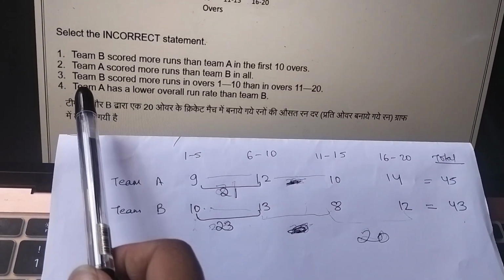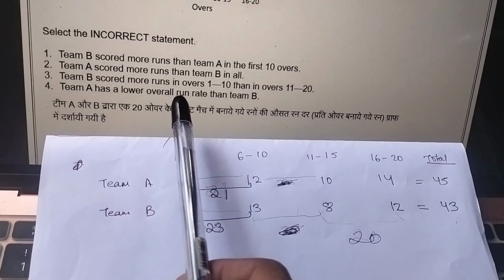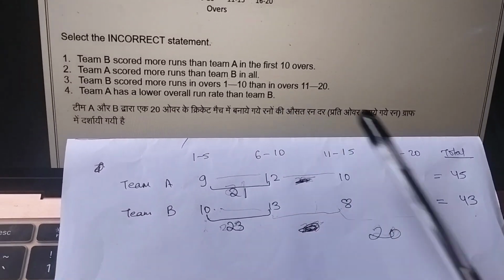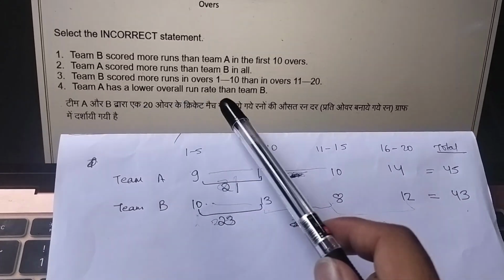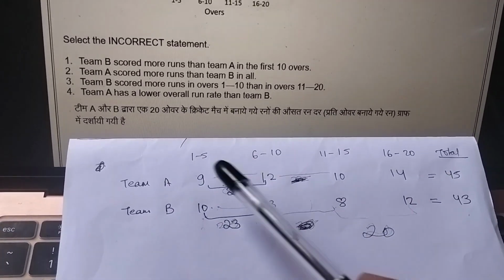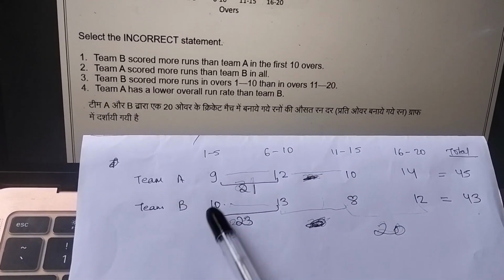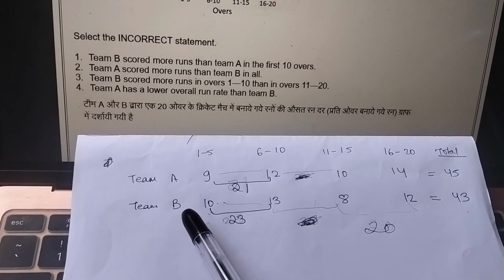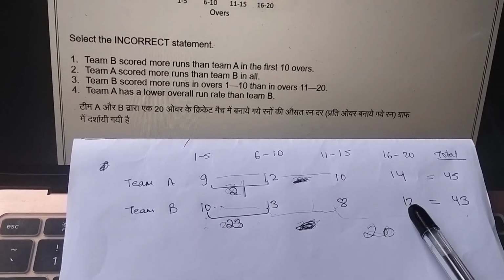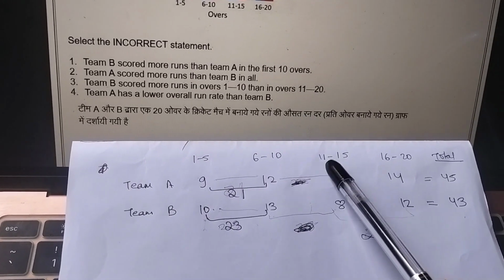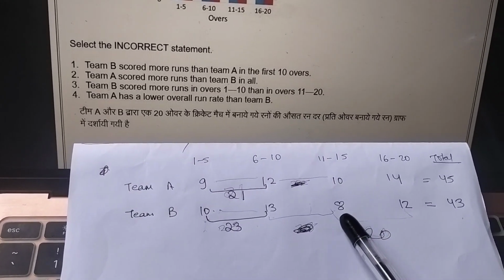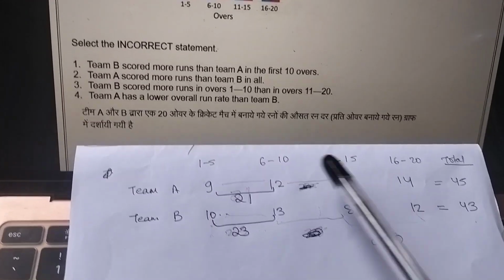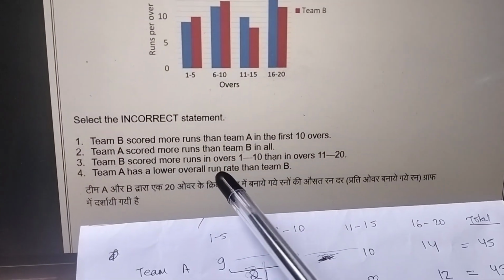Then in the last option it says team B has a lower overall run rate than team A. So this option is wrong because overall run rate of team A is higher than the run rate of team B, because team A has scored 9, 12, 10 and 14, but team B has scored 10, 13, 8 and 12. In this particular 11 to 15 overs, team B's run rate has decreased. So overall run rate of team A is higher. But in the option it says it has lower. So option 4 is your right answer.